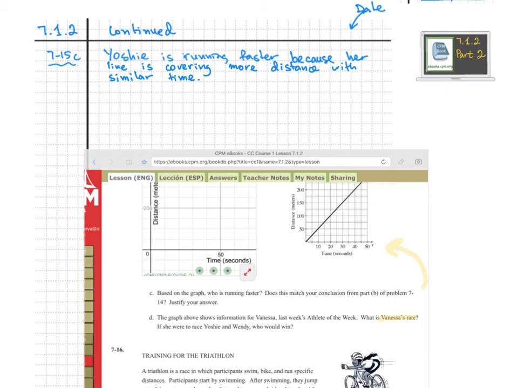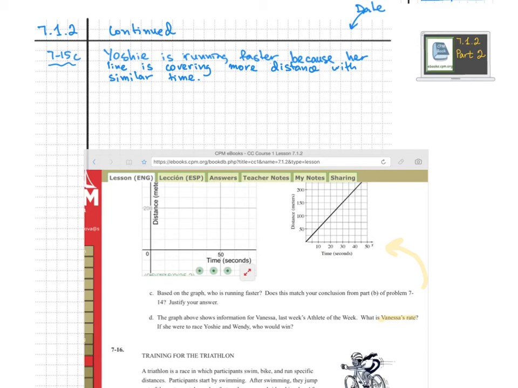So what do you guys think? What is a good point to write down for Vanessa? So I'm looking at over here, it says 10 seconds, 50 meters. So that's very good information. What's another good point? Yes, the 20 seconds, 100 meters. So we could basically create a new table for Vanessa, or we could just write the speed or the rate and compare it with our 7-14 notes. So that's the strategy for this problem.